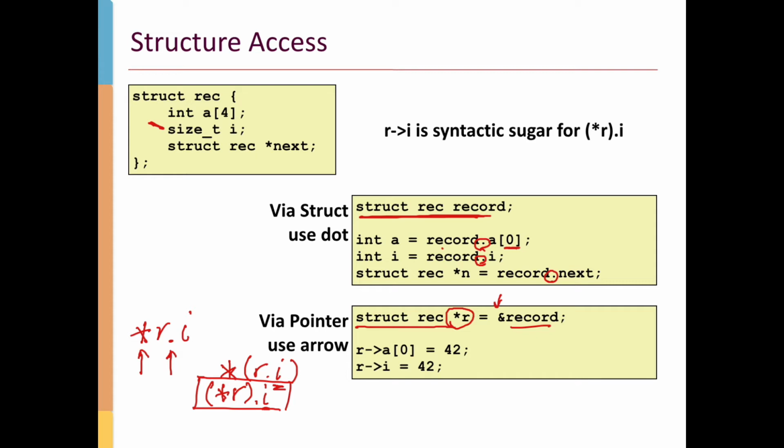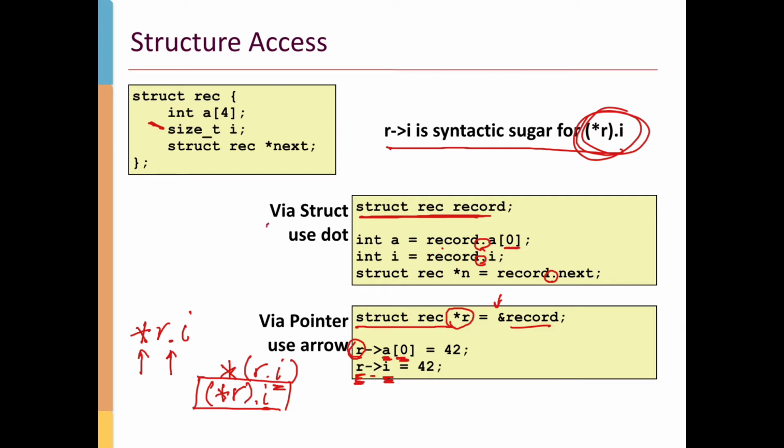Now, that happens often enough that C actually provides us some syntactic sugaring for that (*r).I, and that's what I'm showing up here. So the arrow operator, r->I, is syntactic sugar for exactly that construct. So when we're trying to refer to, say, the 0th element of array A at a structure pointed to by r, we use the arrow operator. And similarly, to refer to the I element of the structure pointed to by r, we use the arrow operator as well.